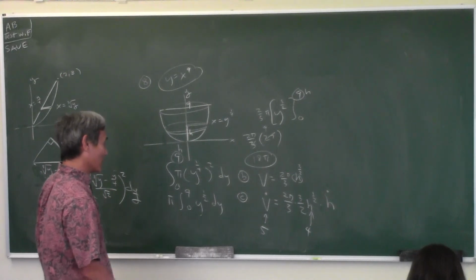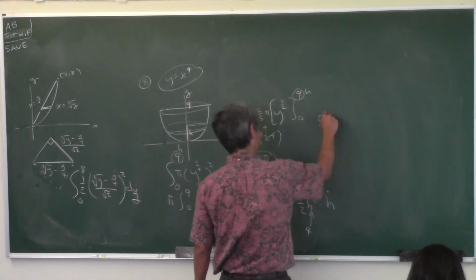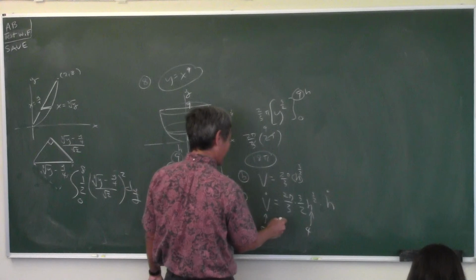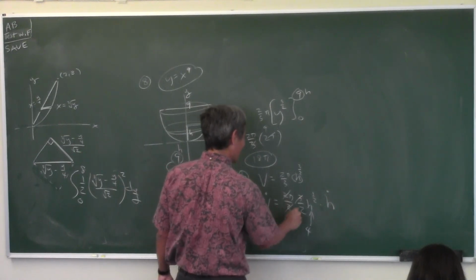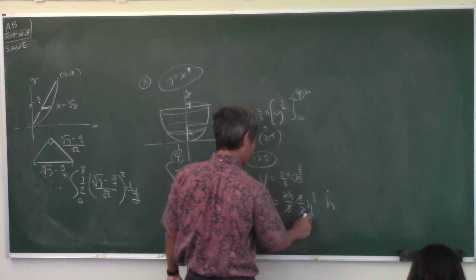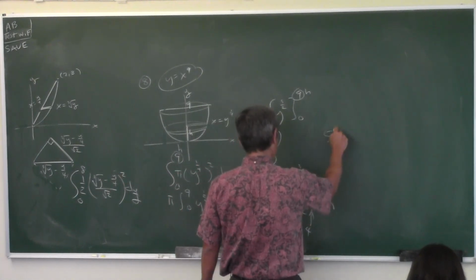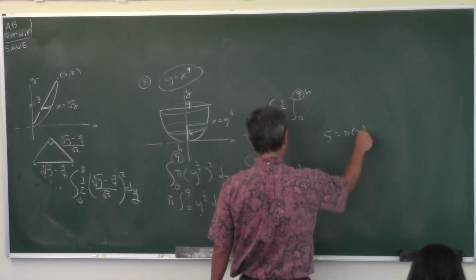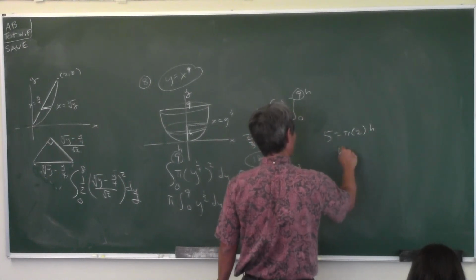Let's just cancel already. 3, 3, 2, 2. What is 4 to the half? 2. So 5 is equal to pi times 2 times h dot. Therefore, what is h dot?